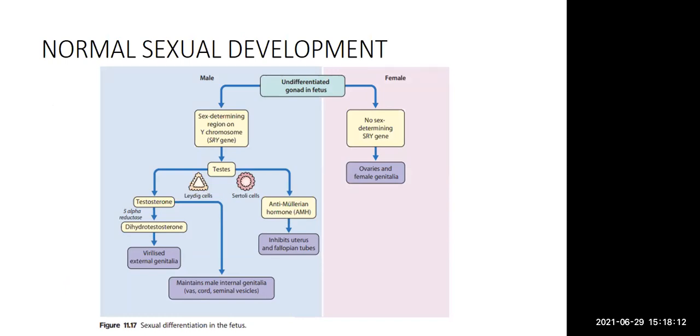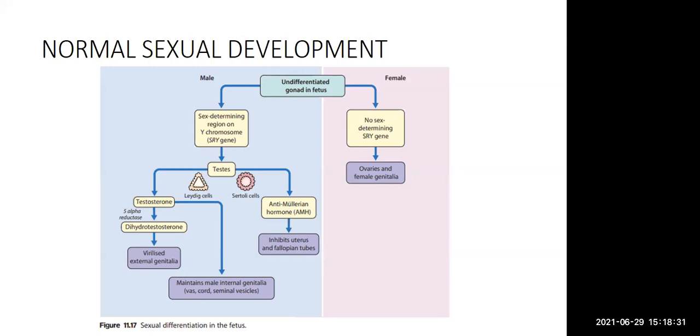So next is the normal sexual development. As we all know that fetal gonad is initially bipotential, which means it can be differentiated either to male or female. And the sex determining gene is the SRY gene, which is in the Y chromosome.